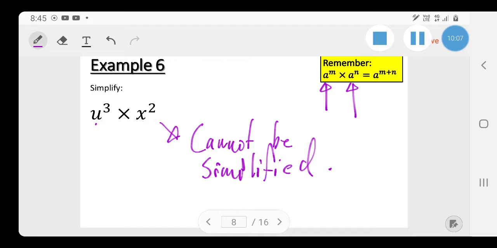It's kind of like with collecting like terms. 2 apples plus 3 bananas, 2a plus 3b, doesn't equal 5 banapples, or 5 bananas, or 5 apples. It's just 2 apples and 3 bananas, or whatever I said. So some things in algebra simply cannot be simplified. That's really, really important to remember. So if the bases are different, you cannot simplify.